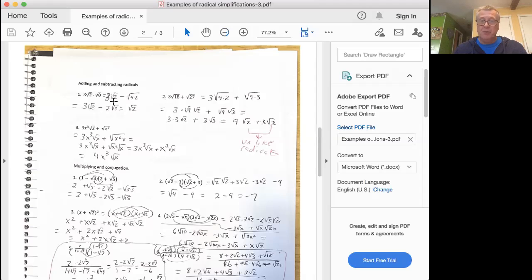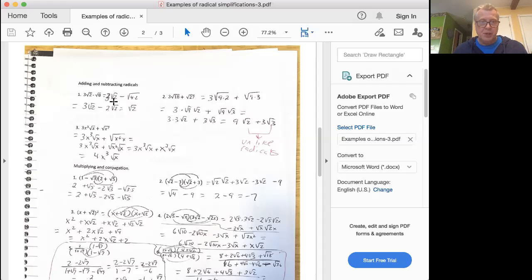You also have to have what's called like radicals. So not only does the index have to be the same, but also the number underneath has to be the same. So the first step we do when we add or subtract radicals is we actually simplify as much as we can. We pull out any perfect squares and we simplify the variable part as much as we can. Similar to what we learned yesterday.